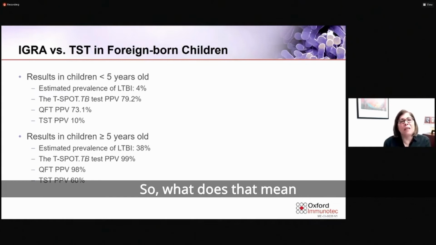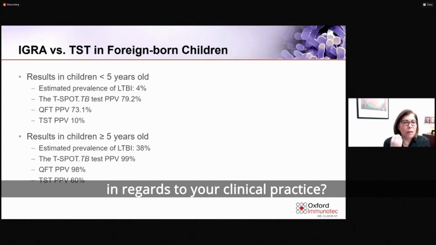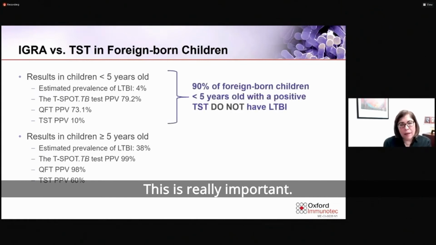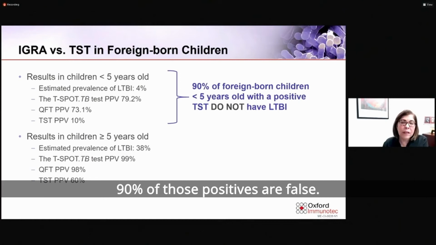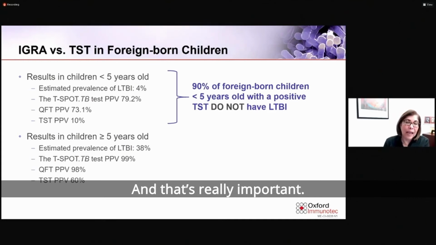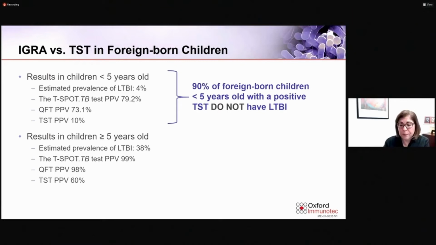So what does that mean in regards to your clinical practice? This is really important. That means that if you put a TST on foreign-born children and it tests positive, 90% of those positives are false. So those kids have a positive TST and do not have LTBI. And that's really important.